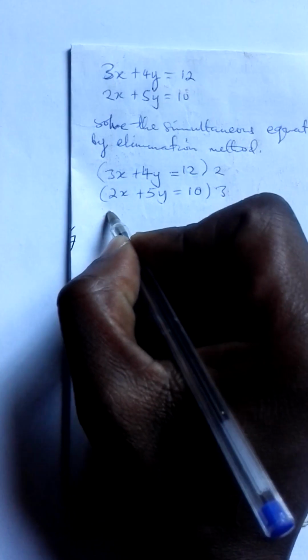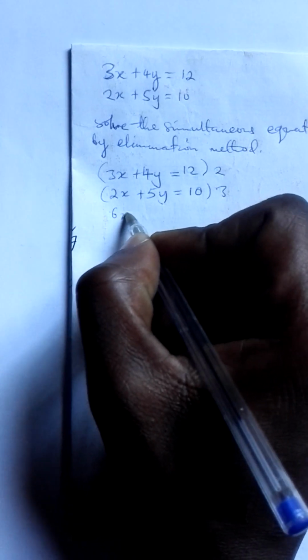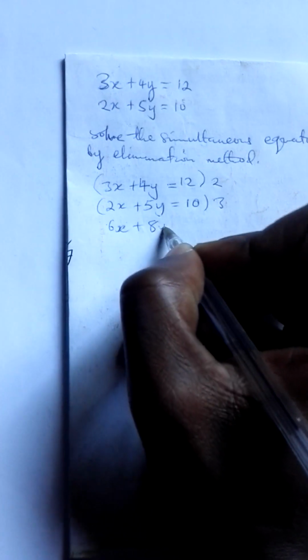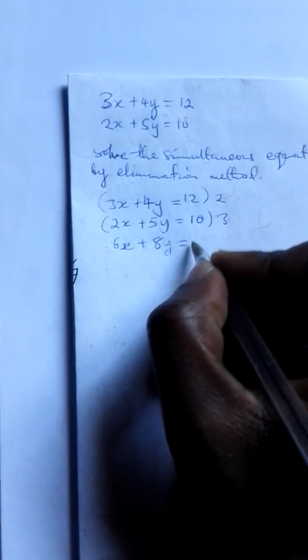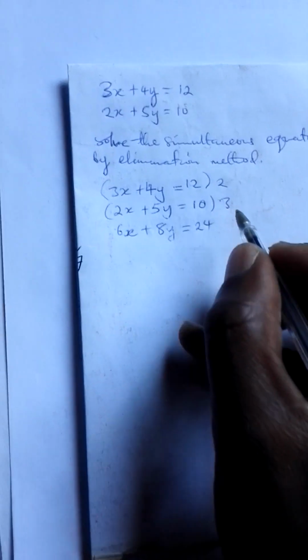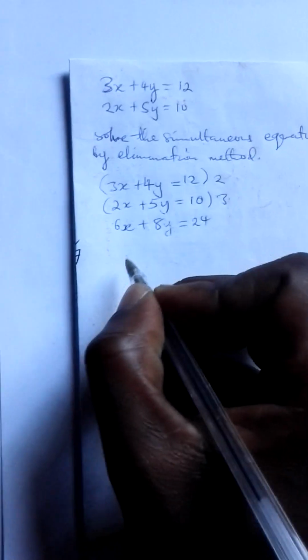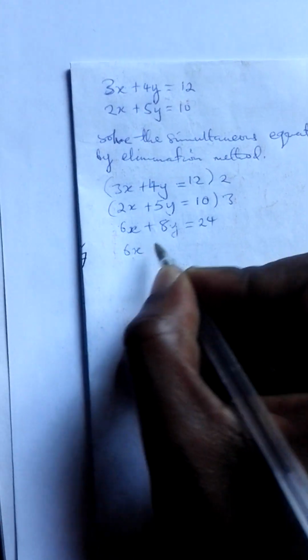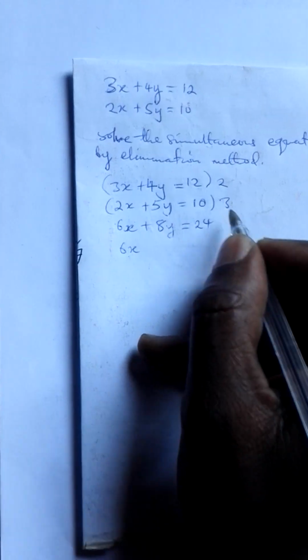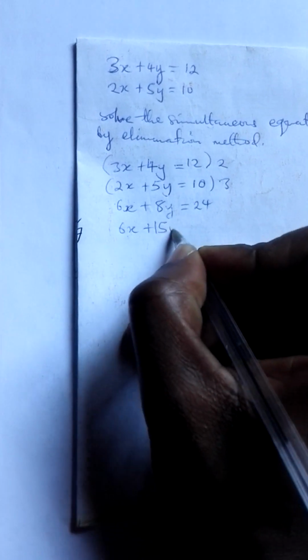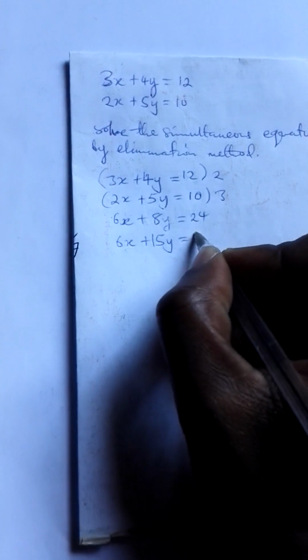2 times 3 equals 6x. 2 times 4, 8y, and 2 times 12 is 24. Coming to the second equation, 3 times 2 is 6x. 3 times 5 is 15y, and 3 times 10 is 30.